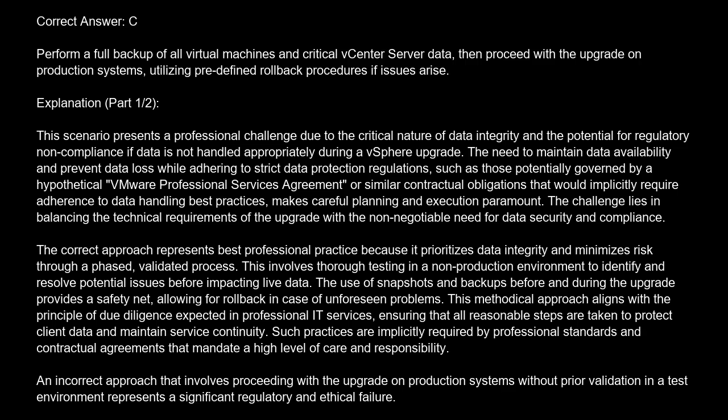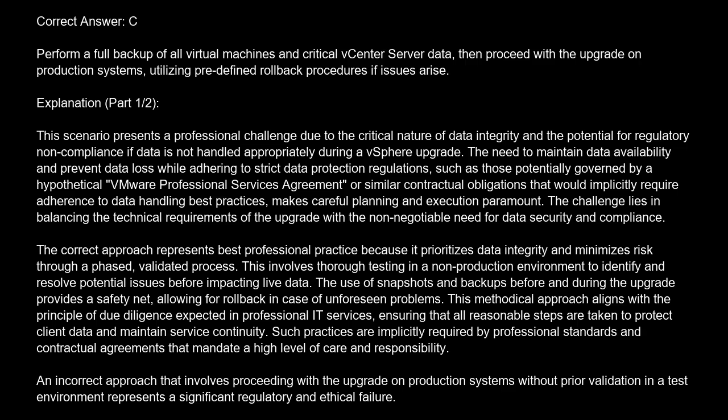Explanation. This scenario presents a professional challenge due to the critical nature of data integrity and the potential for regulatory noncompliance if data is not handled appropriately during a vSphere upgrade. The need to maintain data availability and prevent data loss while adhering to strict data protection regulations, such as those potentially governed by a hypothetical VMware professional services agreement, or similar contractual obligations that would implicitly require adherence to data handling best practices, makes careful planning and execution paramount. The challenge lies in balancing the technical requirements of the upgrade with the non-negotiable need for data security and compliance.